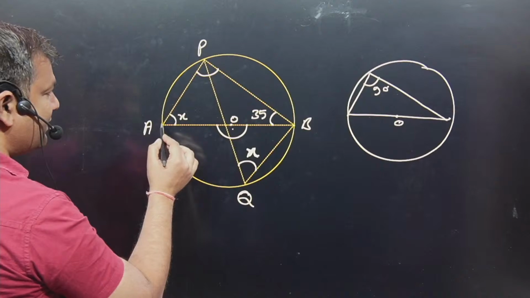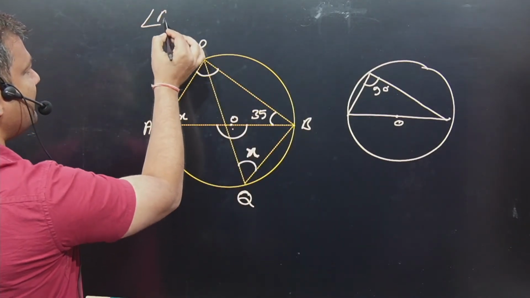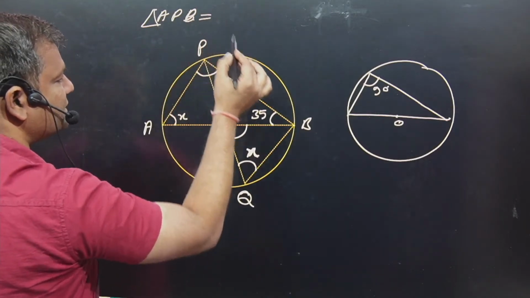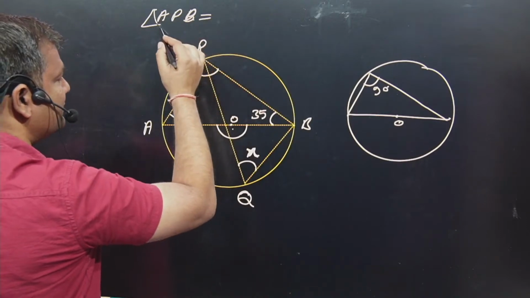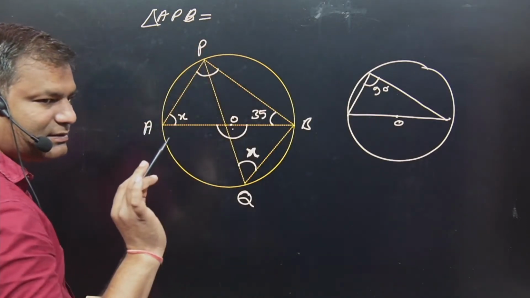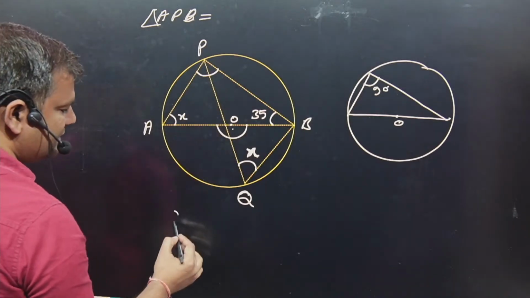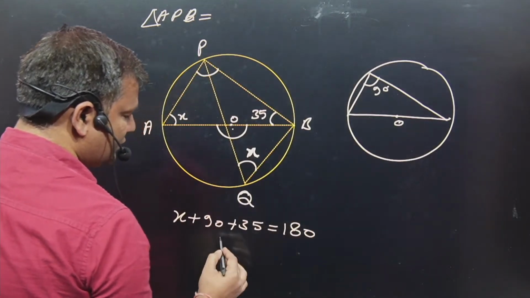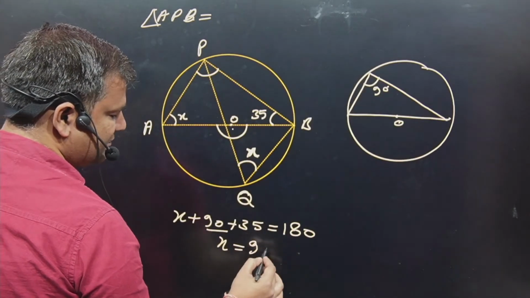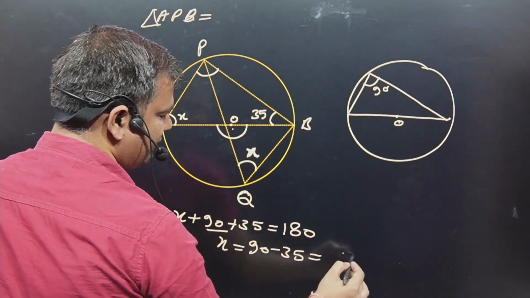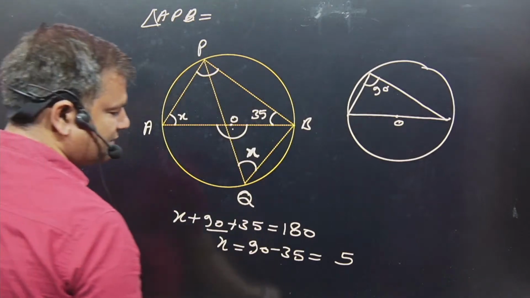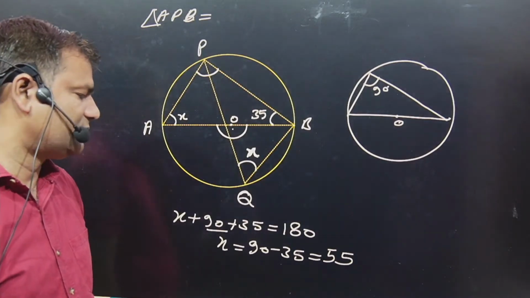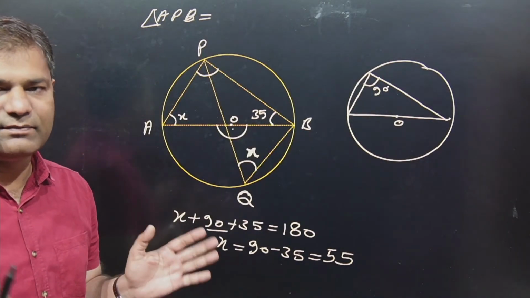So now in triangle APB, sorry, triangle APB is a right angle triangle. So x plus 90 plus 35 is how much? 180 degrees. So x is 90 minus 35, that is 55. 55 plus 35 is how much? 90. Yes. So x is basically 55. I hope it is clear.